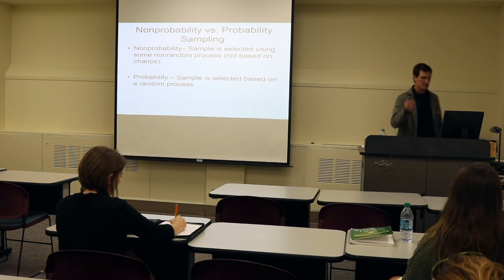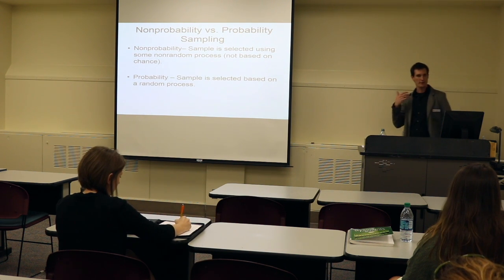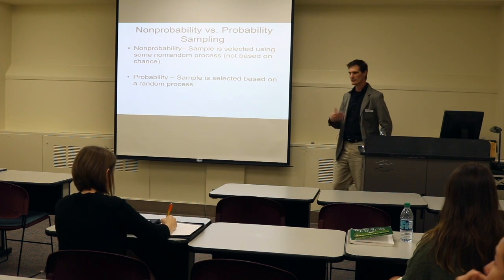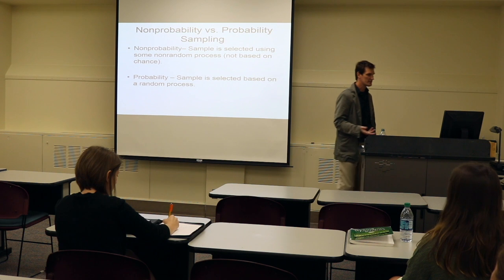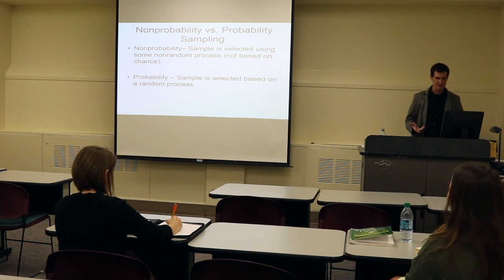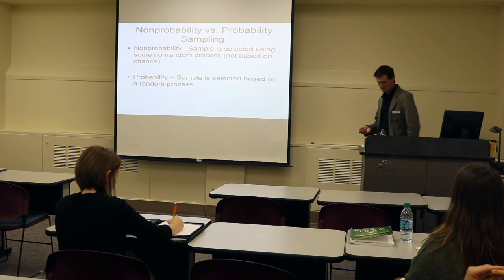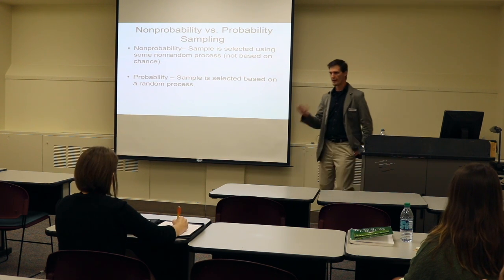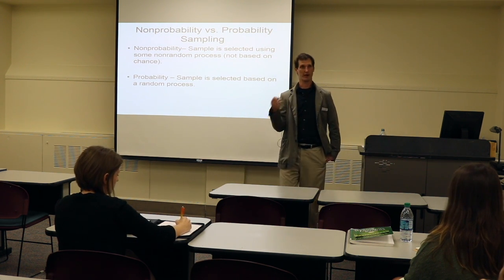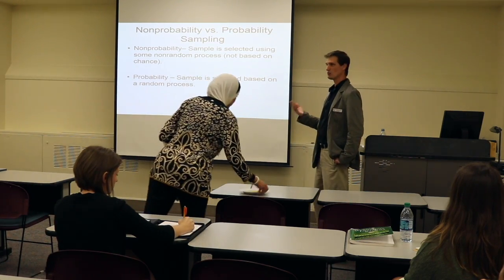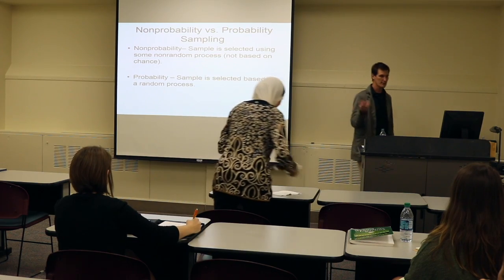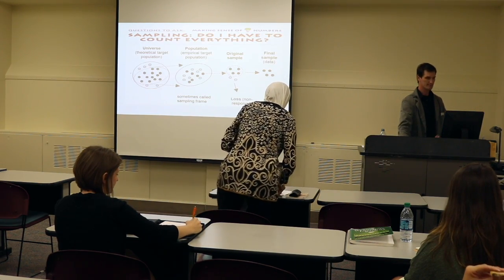So non-probability sampling is when the sample is selected using some non-random process, meaning that it's not based on chance, right? Whereas a probability sample is one in which the participants are selected based on a random process, where random means that every person or every element in the population has an equal chance or equal probability of being selected, right? Everyone can be included in that.